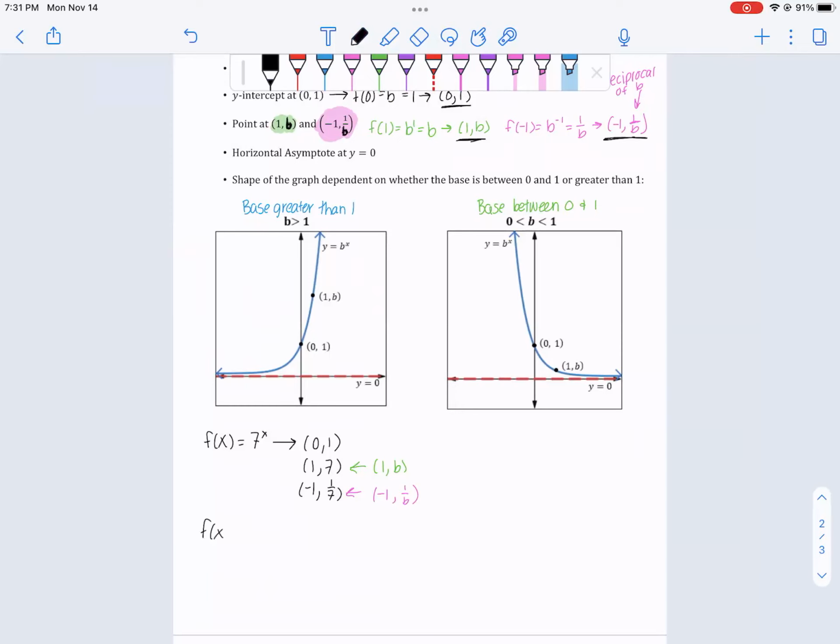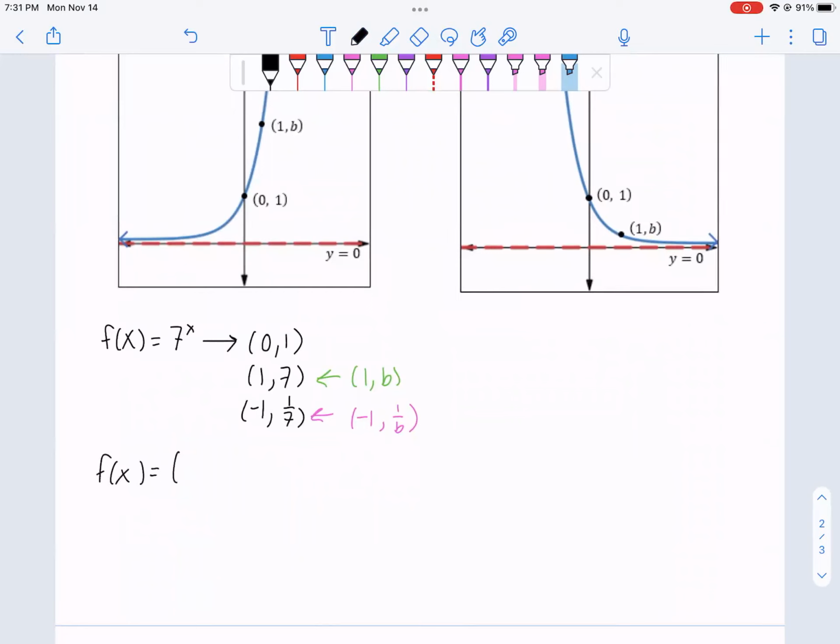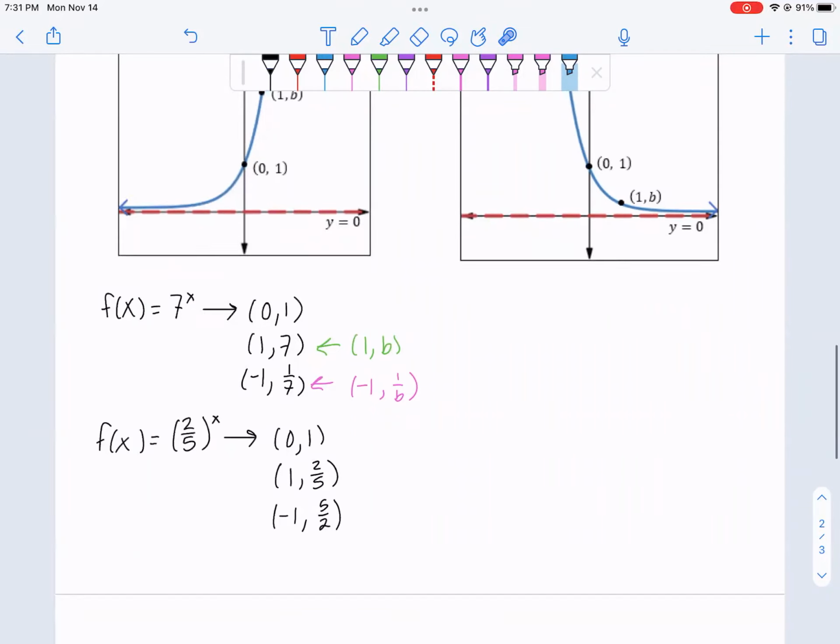I could look at the graph f of x equals 2/5 raised to the x. I would know that the y-intercept is at 1. There would be a point at 1 comma 2/5, and there would be another point at -1 comma 5/2. It just gives you 3 quick points that we can put on a graph. This is the 1 comma b. This is -1 comma reciprocal of b. It's a really useful thing, and you'll especially see that as we get into the graphing videos.